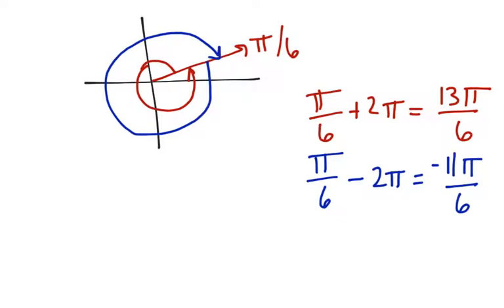Well, pi over 6, 13 pi over 6, and negative 11 pi over 6 are all called coterminal angles. Well, it's going to work the same way with polar coordinates. If you add or subtract 2 pi, in other words, if you go a full circle around, your polar coordinate is going to be in the exact same location it was. Well, how about those negative radii?